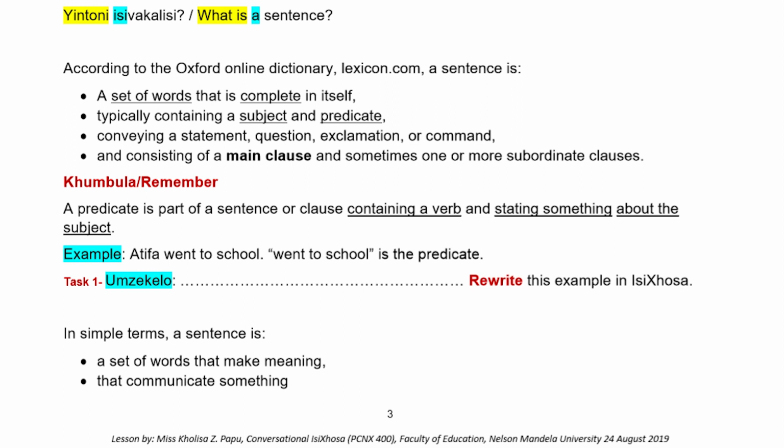So a sentence often contains a subject and a predicate. Sometimes a sentence can contain a subject, a verb, and an object.